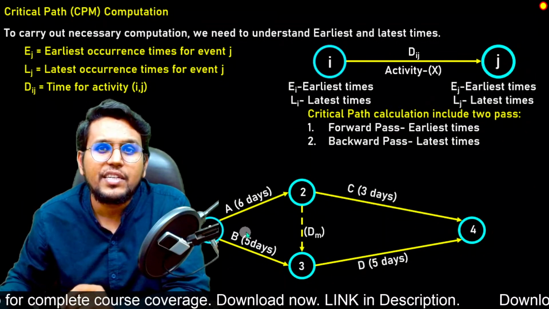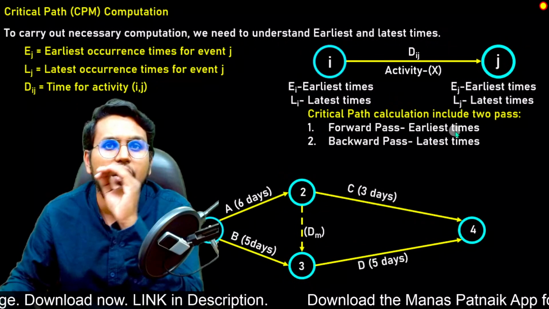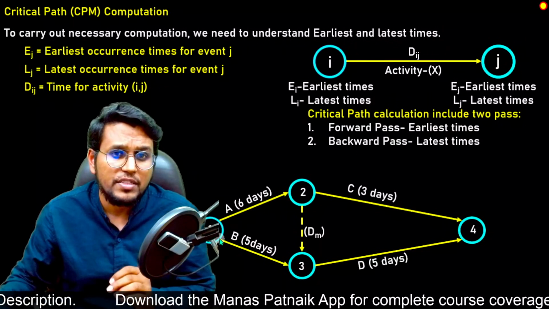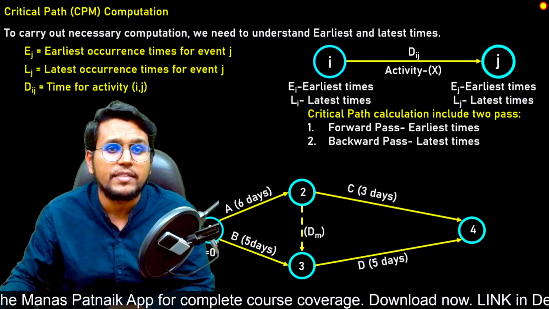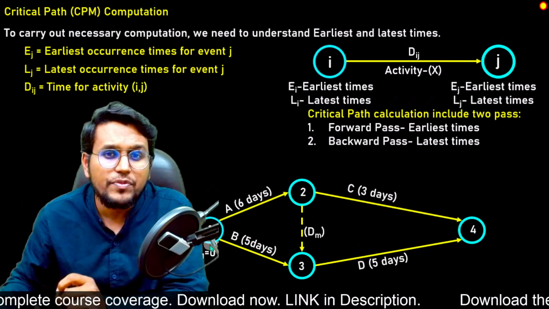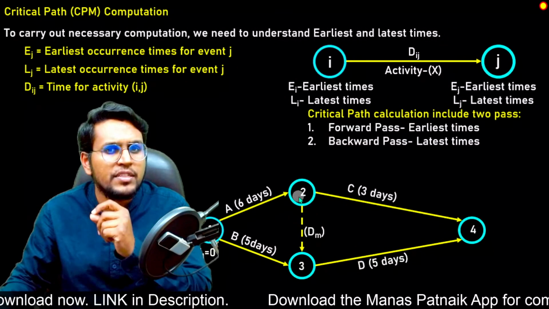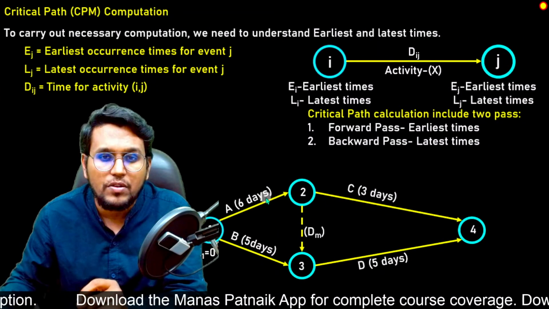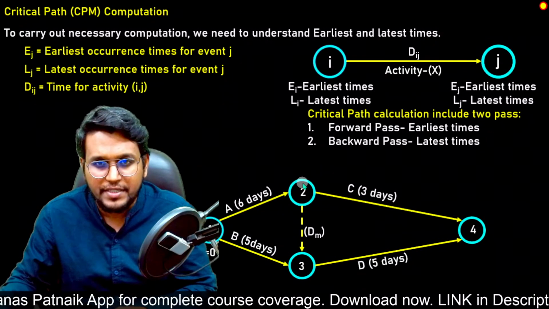Now, as we see here, we will start with the forward pass. When we say forward pass, we will calculate the earliest times only. When we start the forward pass, it starts from the first node, and we will always take the first value as 0. So E1 is equal to 0. Now as we move to the next node, node 2, we will see how many incoming arrows there are. In this case, we have only one incoming arrow, so we can write the value of the earliest time at event 2 as 6.